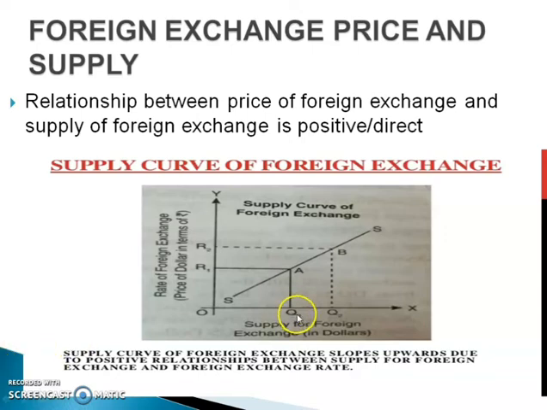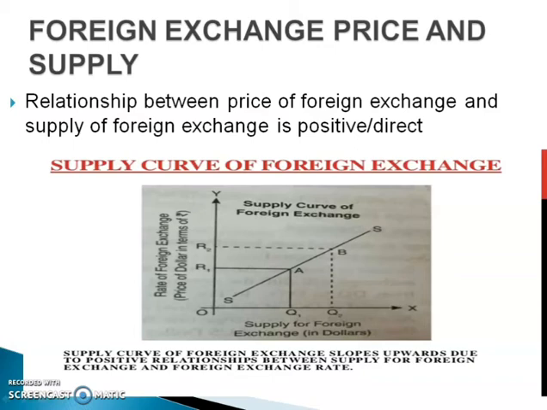In this diagram, the x-axis represents supply of foreign exchange and the y-axis represents the rate of foreign exchange, or price of foreign exchange. A rise in the price of foreign exchange from OR to OR2 results in more quantity of foreign exchange being supplied, from OQ1 to OQ2. Similarly, if the price of foreign exchange falls, the supply of foreign exchange also falls. That is the relationship between foreign exchange price and supply.